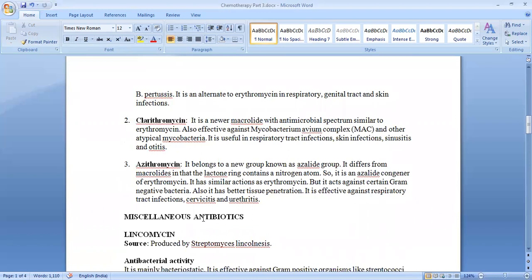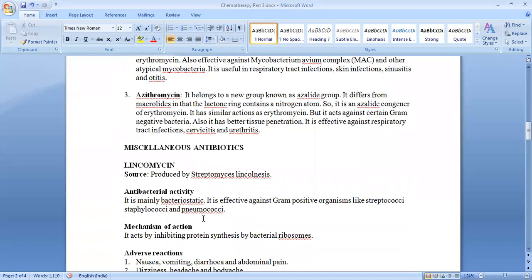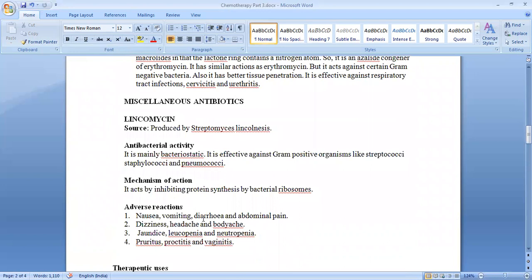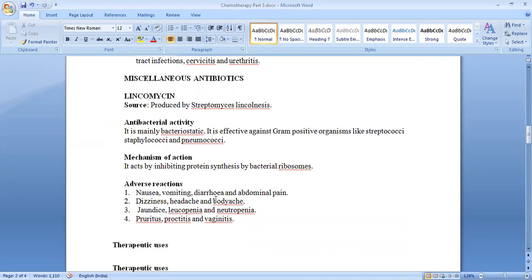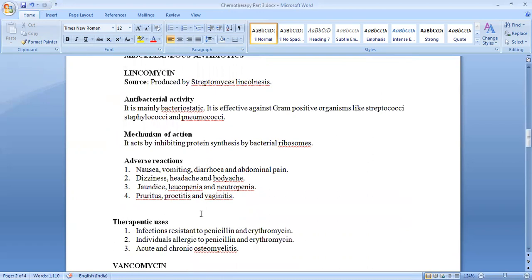Then there are some miscellaneous antibiotics like lincomycin. This lincomycin is mainly bacteriostatic in its action. It will act by inhibiting the protein synthesis by the bacterial ribosomes. Again, this is used like erythromycin. It can be used in people who are resistant to penicillin and also to erythromycin. Or somebody who has allergy to penicillin and erythromycin, we can use lincomycin. And to treat acute and chronic osteomyelitis, we make use of lincomycin.